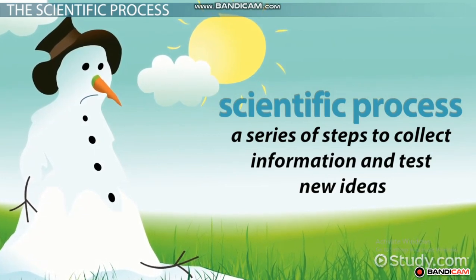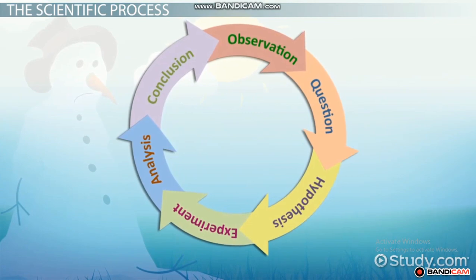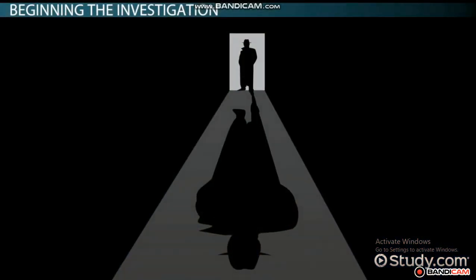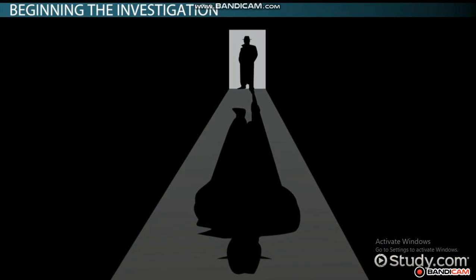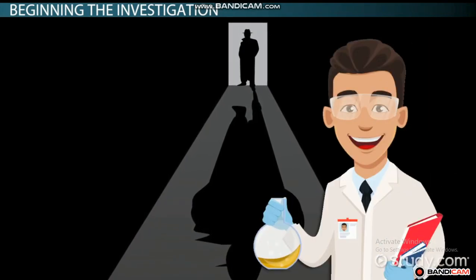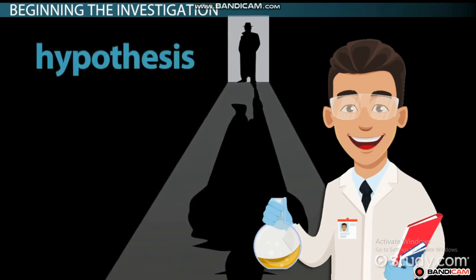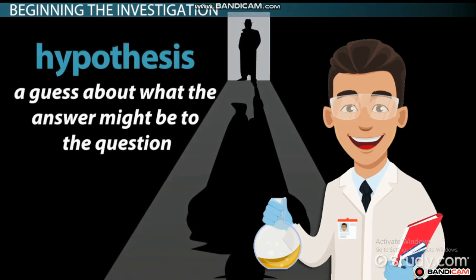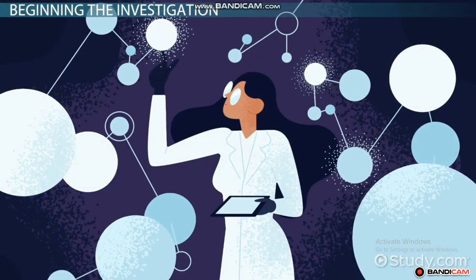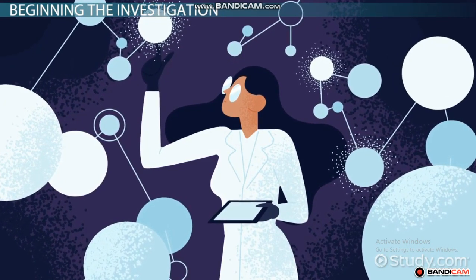Let's take a walk through the scientific process and how you can use it to conduct a long-term scientific investigation. Every good investigation starts with a question to be answered. Scientists start by doing research about a question in order to learn more about the topic. Then they make a hypothesis, a guess about what the answer might be to the question. Scientists make this guess using all of the information they have learned from their research.